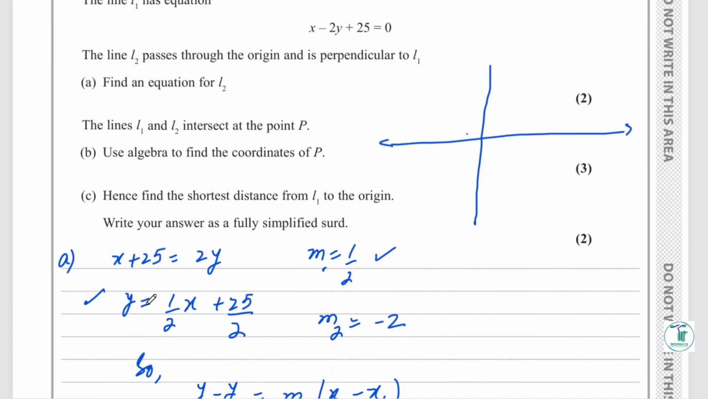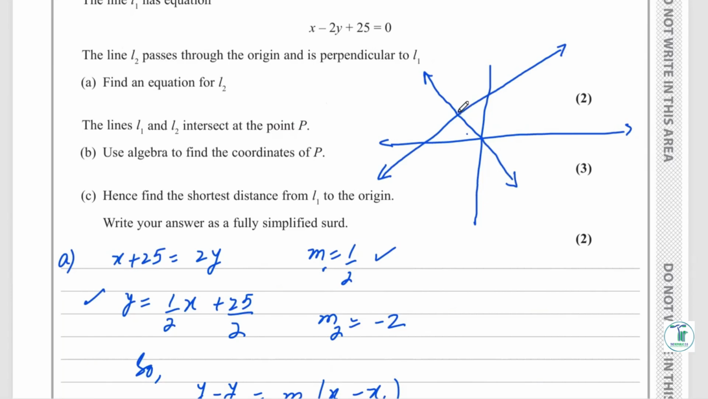The first equation was y equals 1/2 x plus 25/2. So the x-intercept of this equation is going to be something like negative 25, and the y-intercept has to be 25/2, that is 12.5. So this equation must be looking somehow like this. Now the other equation is y equals negative 2x. So it must be perpendicular to this one, somehow like this.